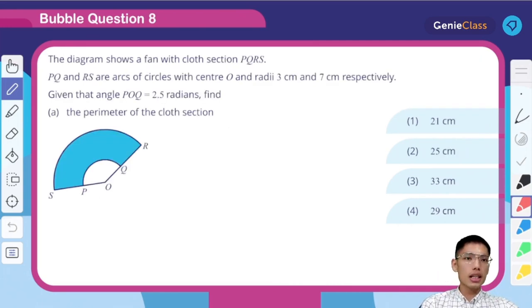Bubble question 8, another new question. Okay, I might exceed the lesson a little bit, so just bear with me. Launching the bubble launcher in 3, 2, 1, let's go.